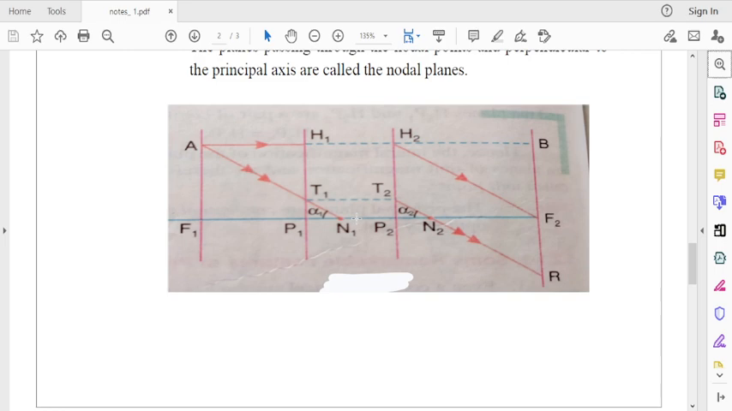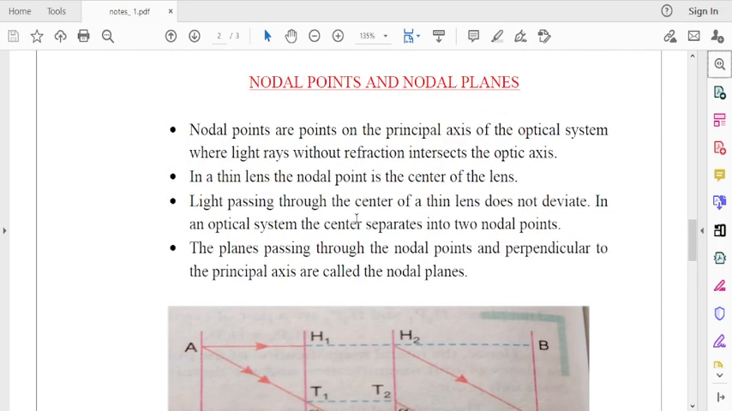Friends, today we have completed the nodal points and nodal planes as well as focal points and focal planes. Therefore, once again we will revise the cardinal points. There are 6 cardinal points: 2 focal points, 2 principal points and 2 nodal points. The planes passing through the focal points are focal planes, the planes passing through the principal points are the principal planes, and the planes passing through the nodal points are known as nodal planes.